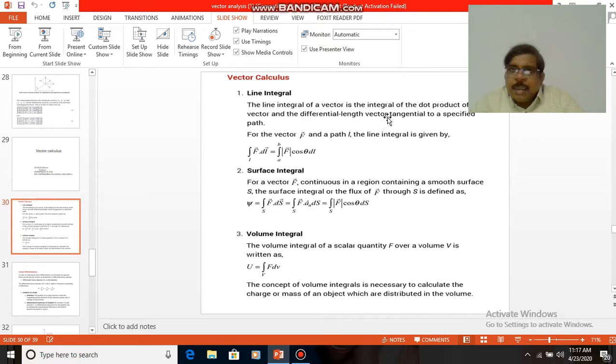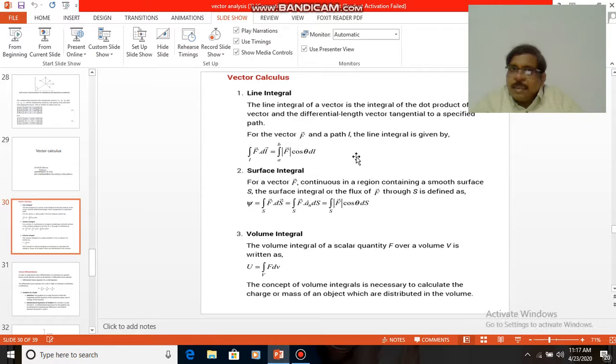The line integral is the integral of the dot product of the vector and the differential length vector tangential to a specified path. For a vector F bar and a path L, the line integral is given as the integral of F dot dl bar, which is equal to the integral from a to b of mod F cos theta dl. This is the line integral.